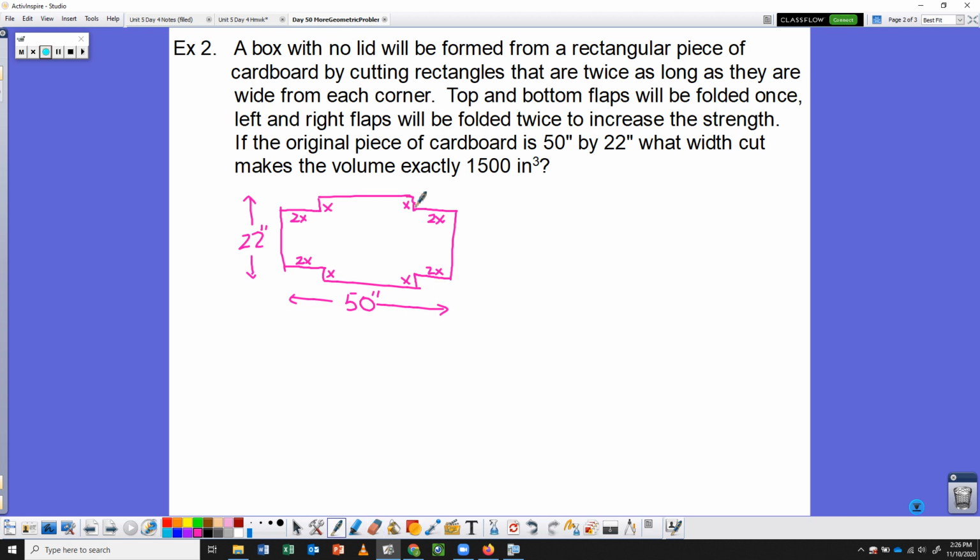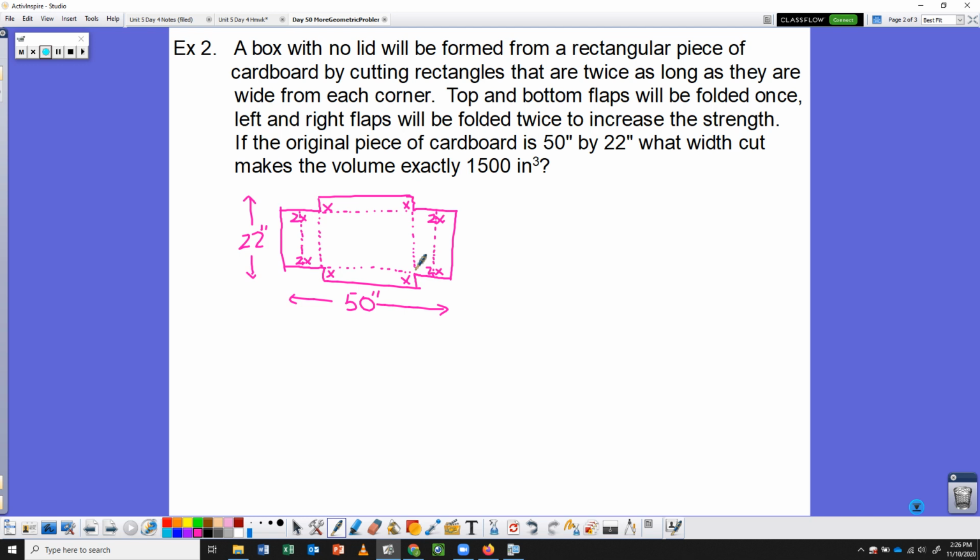The top and the bottom flaps are going to be folded once. So I'm going to fold along these dotted lines. So the top part will simply get folded up and the bottom part will simply get folded up. For the left and the right flaps, we're going to fold them twice. First, I'm going to fold it in half, and then I will fold it up. Same thing on this side. Fold it in half once, and then fold it up. So this is the picture. The dotted lines are where the folds are going to happen.